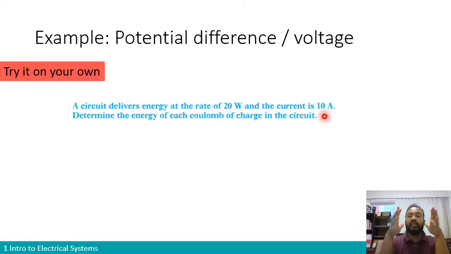So imagine it delivers a power of 20 watts. So don't be confused with the term energy at the rate. Energy at the rate means energy per time. So energy per time is basically power. So this is power, not energy. So it delivers a power of 20 watt and the current is 10 amps. So energy dissipated 20 watt when you circulate a current of 10 amp. Determine the energy of each coulomb of charge in the circuit.